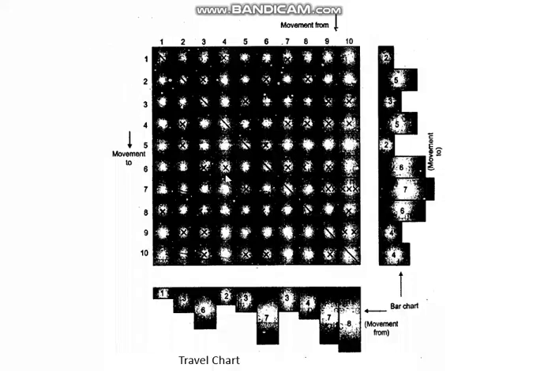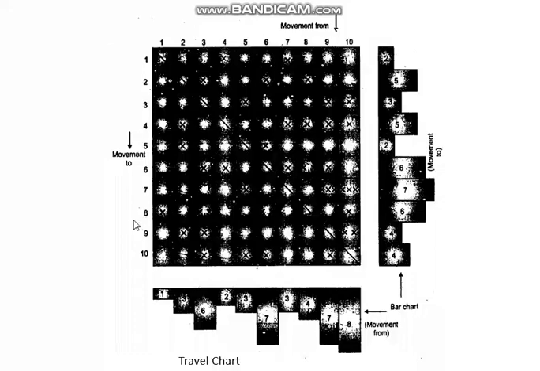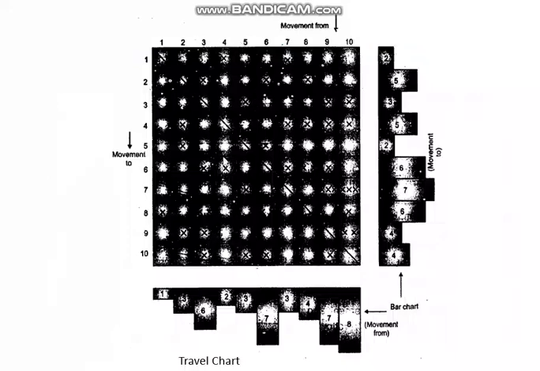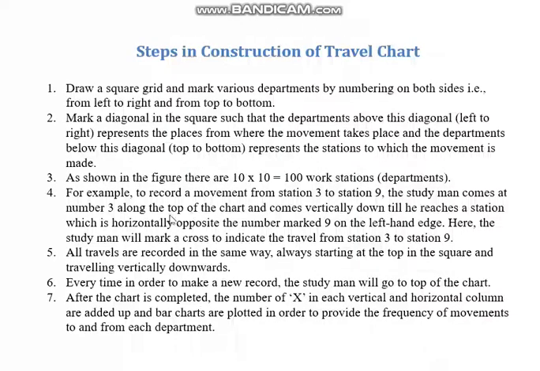So from 3 to 9, you mark a cross like that, and you do everything like that. Suppose from 5 you are going to 3: from 5 you come to workstation 3 and mark a cross here. And suppose from 10 you are coming to 7, and you have come 3 times, then you have to put 3 crosses.